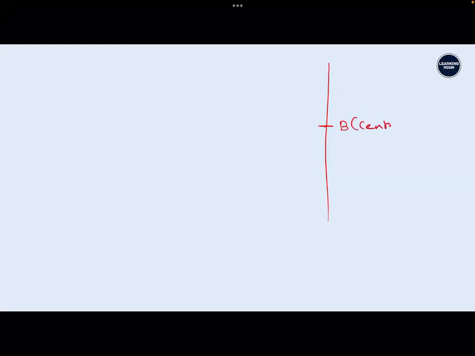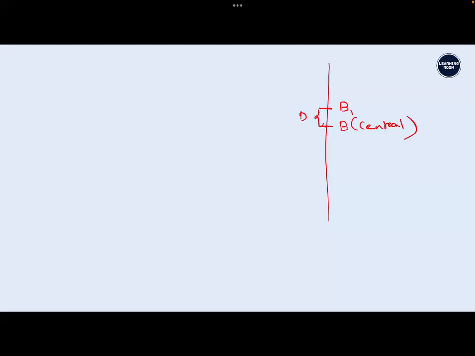When you want to give an explanation for how the first minima is formed, the first minima is formed between the central bright spot's upper end and the first bright spot's bottom end, which is B1. So this region is dark. Am I right? I'm saying a dark spot is formed.